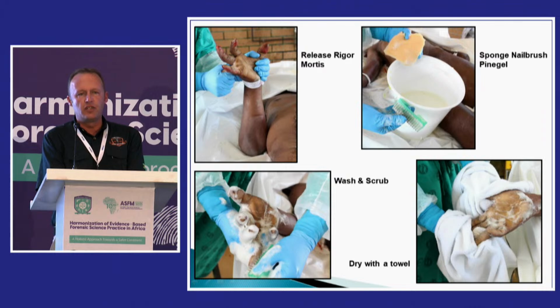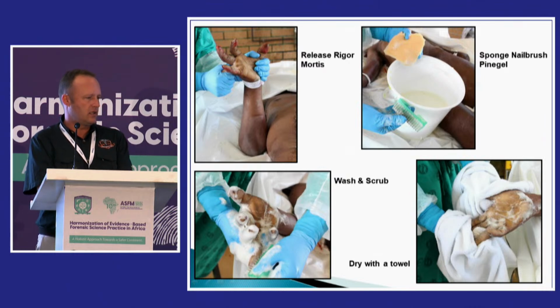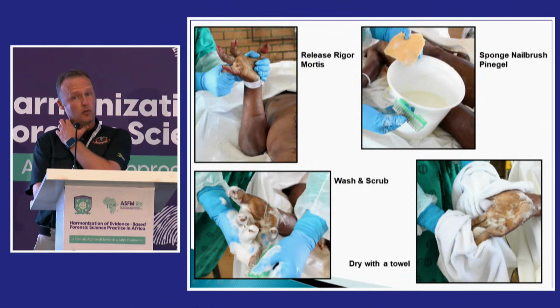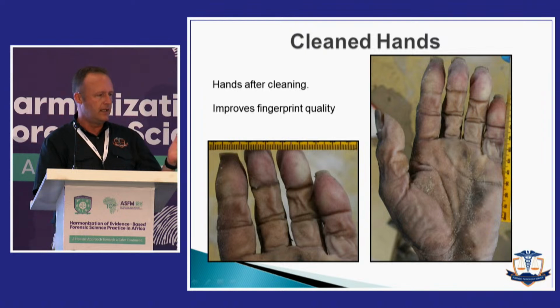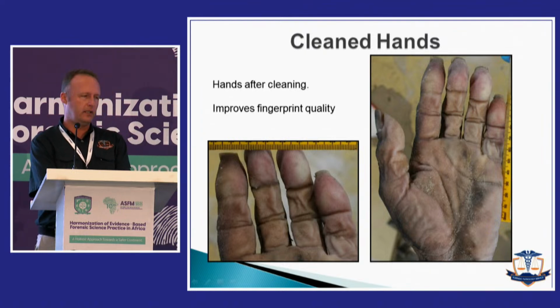The washing procedure: just quickly release rigor mortis, use a sponge, nail brush or hot water with some pine gel, wash and scrub it, and then dry it with a towel and not with linen. Linen doesn't absorb that much water. Clean hands will give us quality fingerprints for identification.